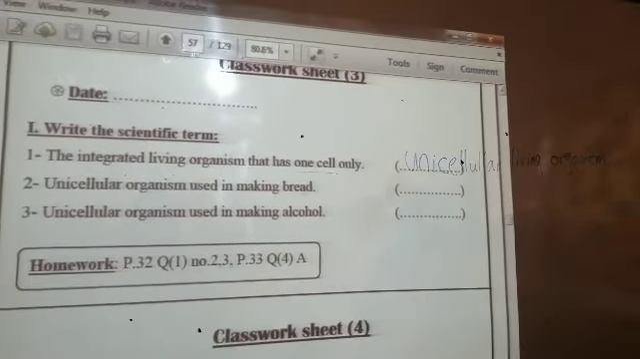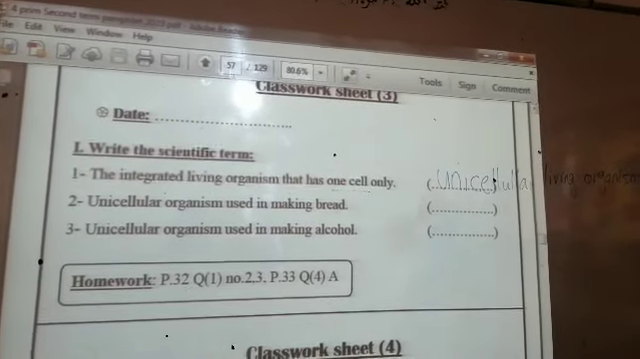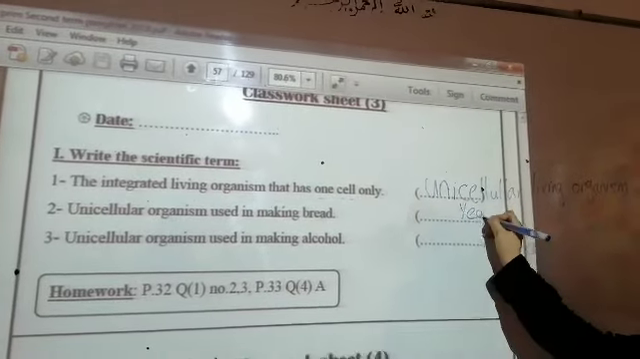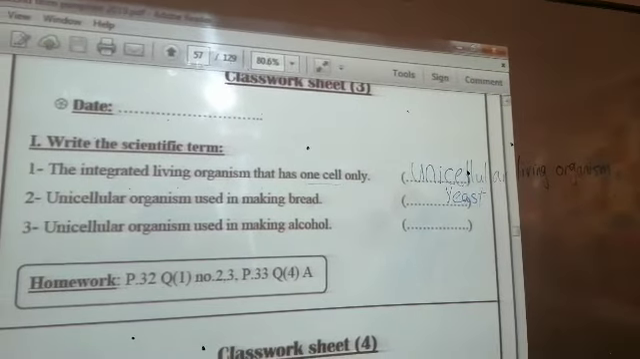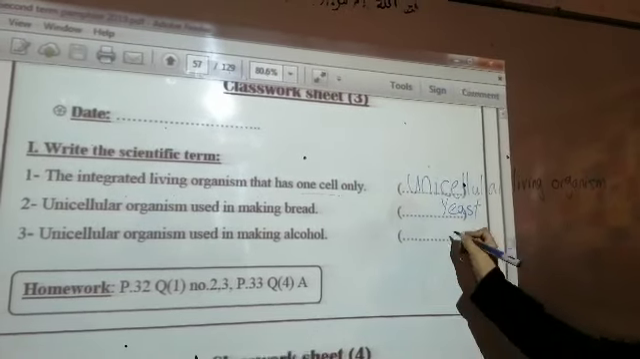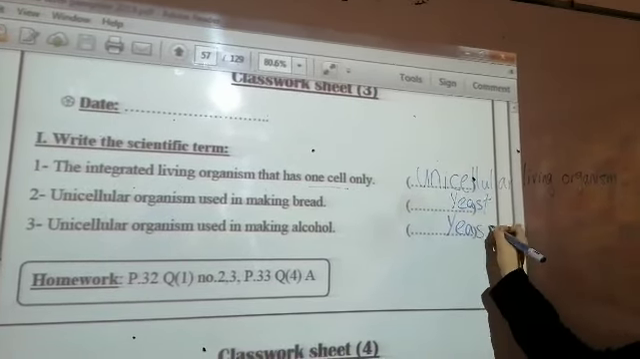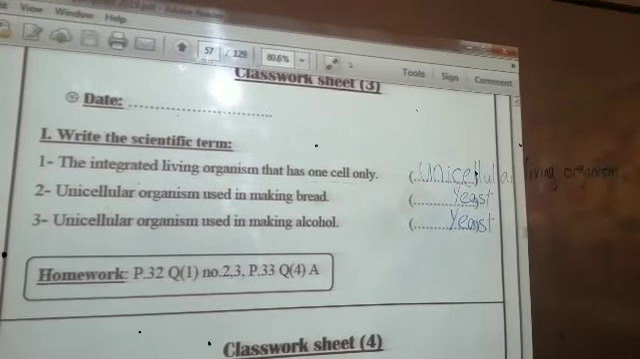Unicellular organism used in making bread. We use which unicellular organism to make bread? We use yeast. Unicellular organism used in making alcohol, yeast. We use yeast in making bread and we use yeast in making alcohol.